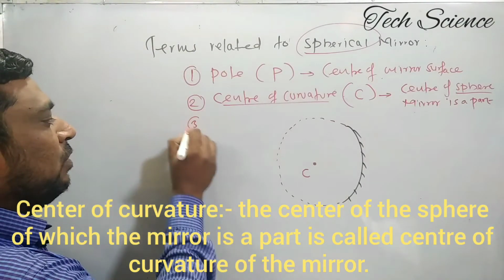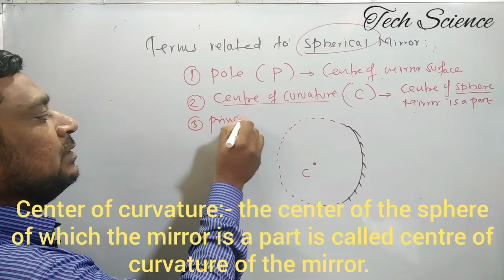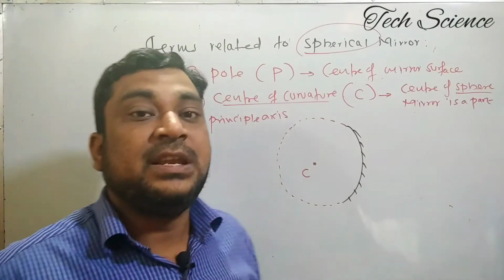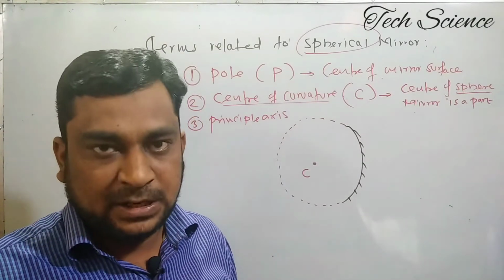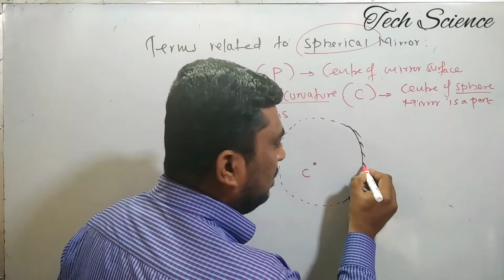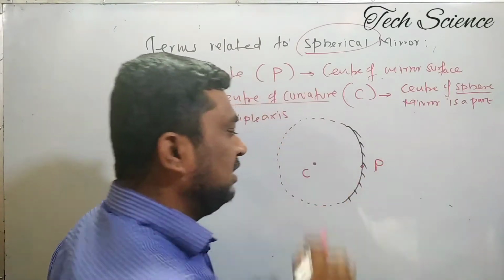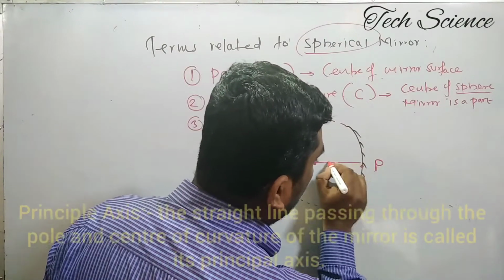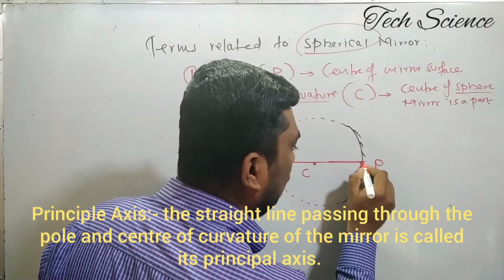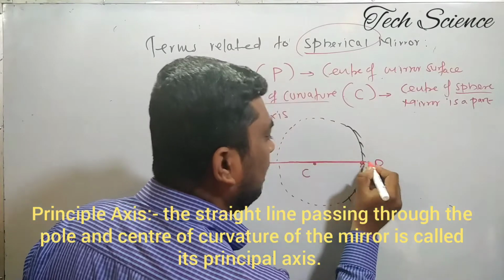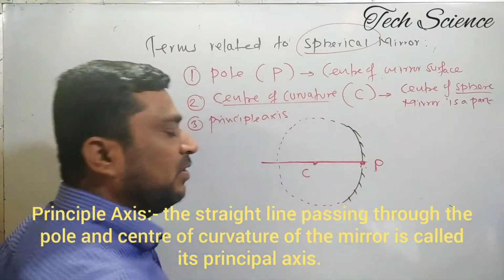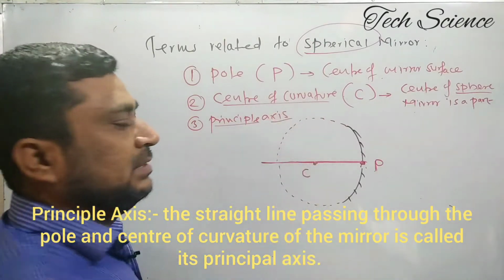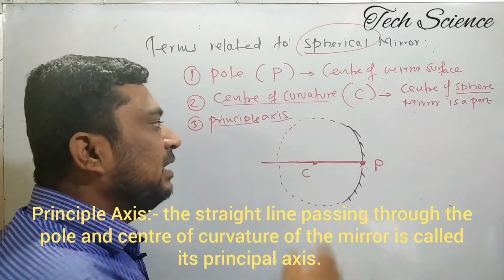Next one, what about the principal axis? Third one, principal axis. This is somewhat an imaginary term. Here we know that this is the pole, and this is the center of curvature. Now draw an imaginary line which is passing through the center of curvature and pole. An imaginary straight line passing through the center of curvature and pole. This imaginary line is the principal axis. Get it?